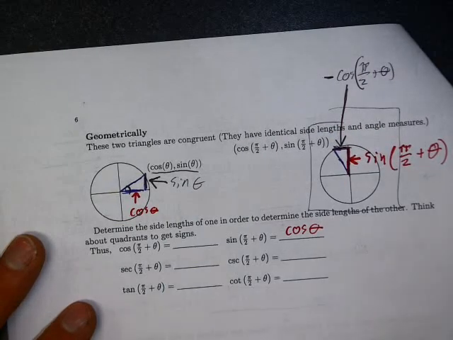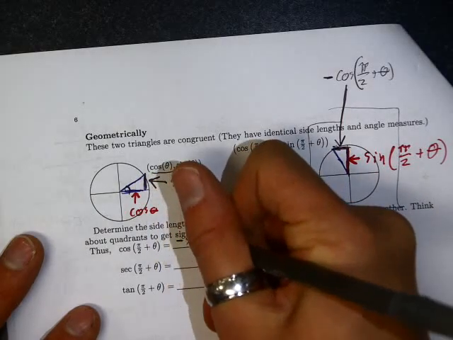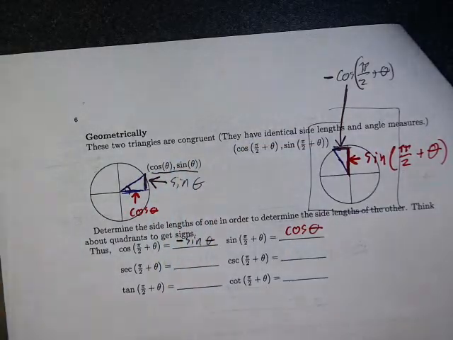And I guess we rearrange some negative signs to get cosine of pi over 2 plus theta is the same as negative the sine of theta. People feel pretty good about that? And you can play this game to figure out all of the trig functions.